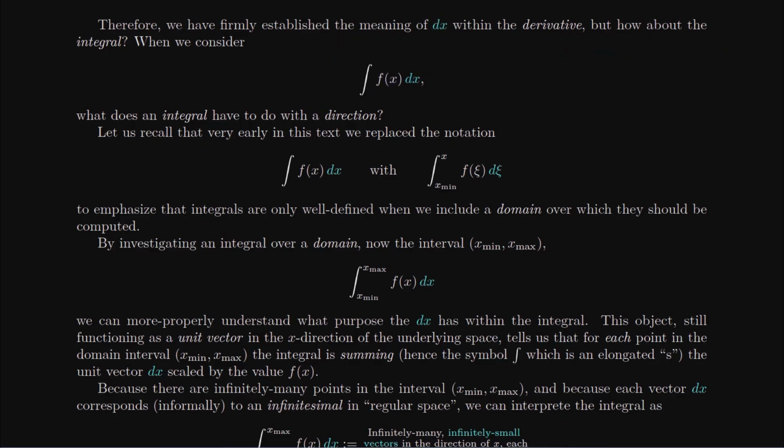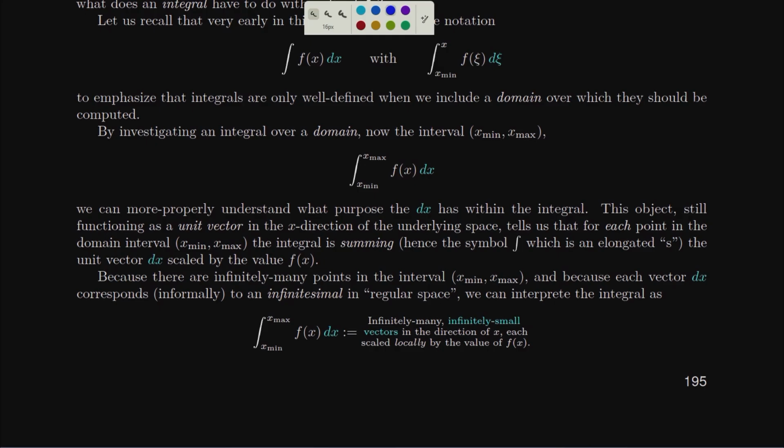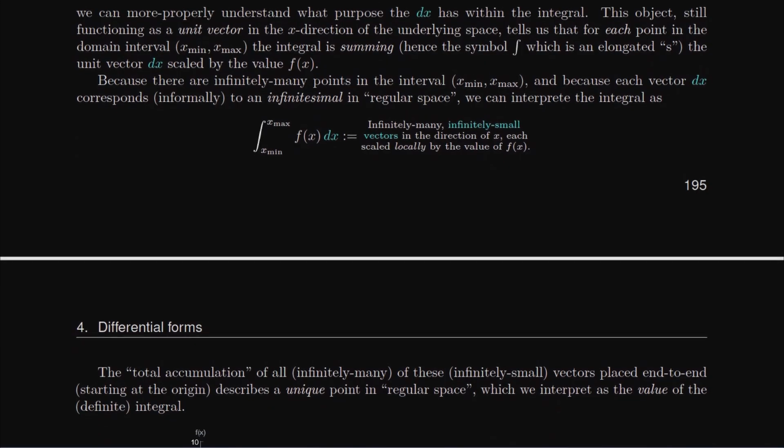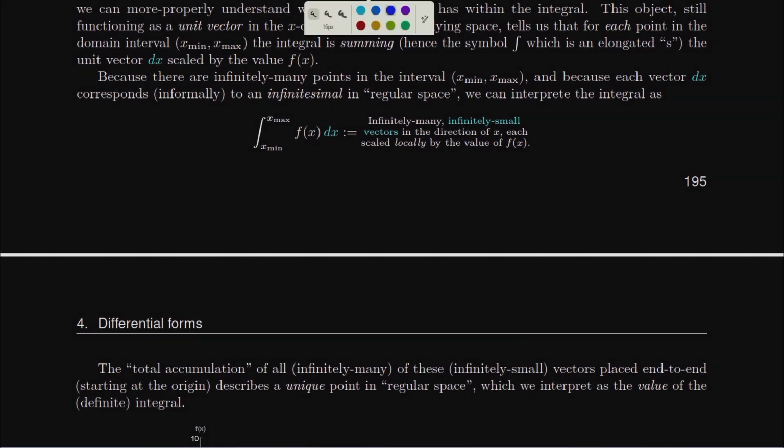Well, it makes a little bit more sense to interpret it over a definite domain. So let's give ourselves a lower bound and an upper bound that we're actually going to integrate over, and then I'll describe how this makes sense to think about as a vector. Well, I'll say in words first. We think about this integral starting at x min and ending at x max of f of x dx as infinitely many, infinitely small vectors. These are the dx terms. Each is in the direction of x, right?